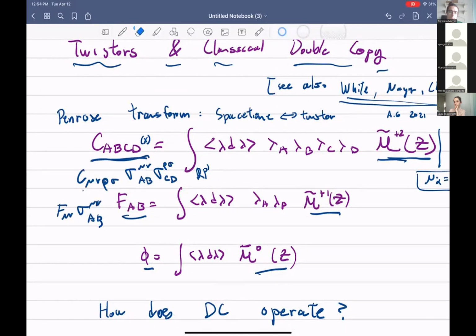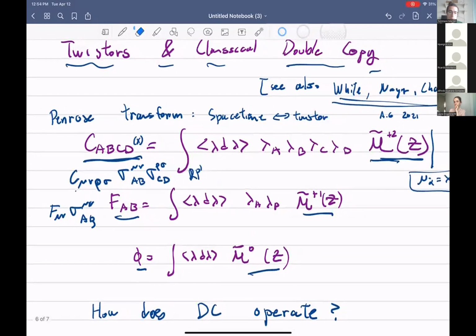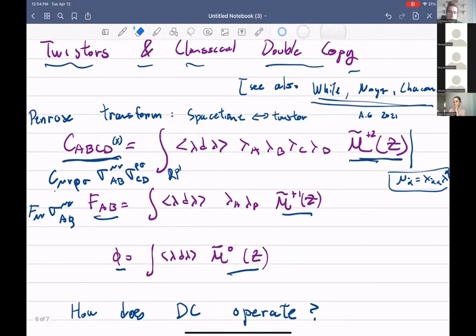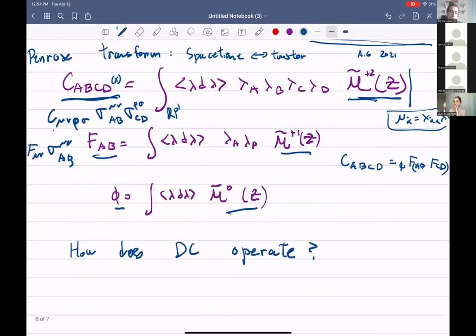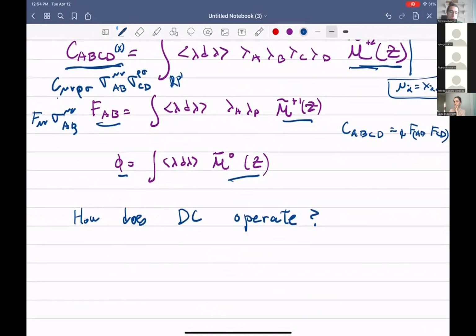And so there is this notion that the Weyl tensor, because it's helicity 2, can be written as a square of the field strength tensor, right? In these variables, morally speaking, there is some relation of this sort, and you have to totally symmetrize these indices. Okay. So another question is, how does this double copy operate in twistor space?